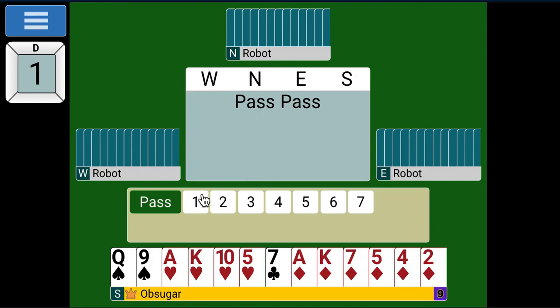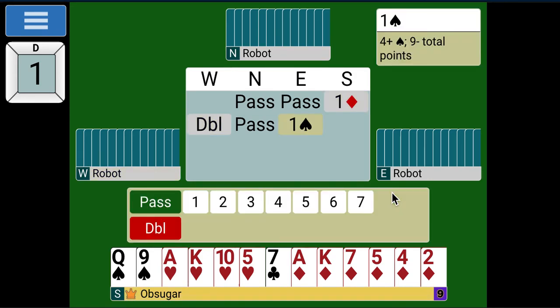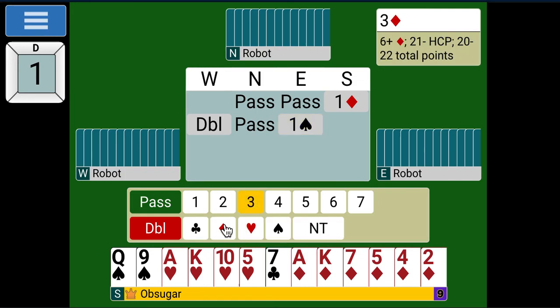I'll open a diamond. There's a double. And then a spade. How many diamonds would you bid with this hand? It's an awfully nice hand. I'm going to bid 3 of them.